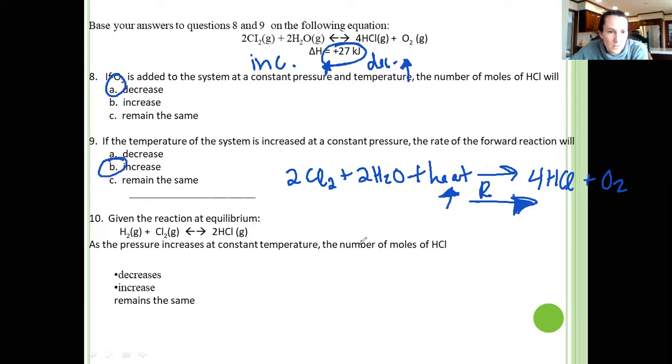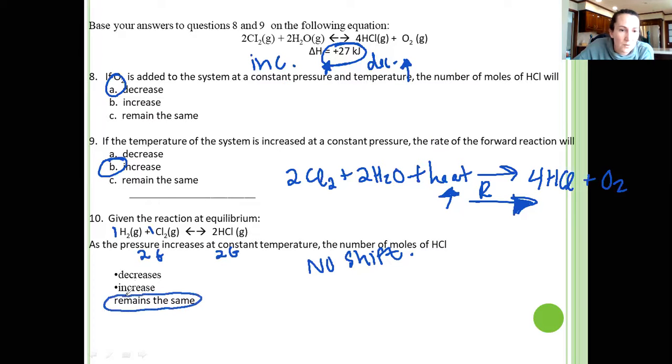And then the last one, 10, as the pressure increases at constant temperature, the number of moles of HCl will, okay, so I have 1 and 1, so I have 2 gases and 2 gases. What do we know when the gases are the same? There's no shift. So since there's no shift, nothing is going to change with the amounts. It's going to remain the same.